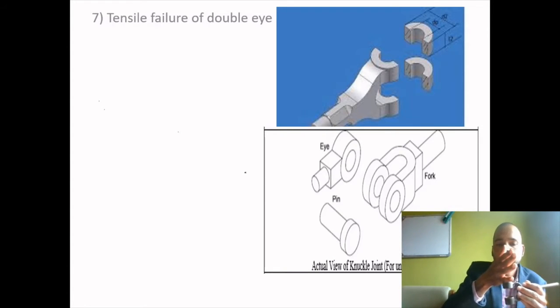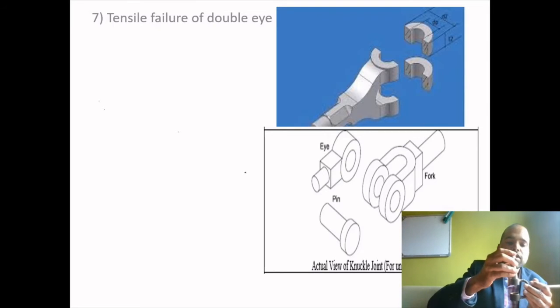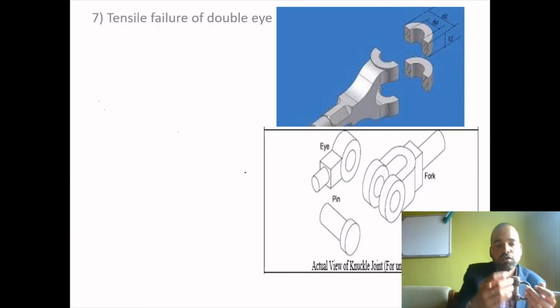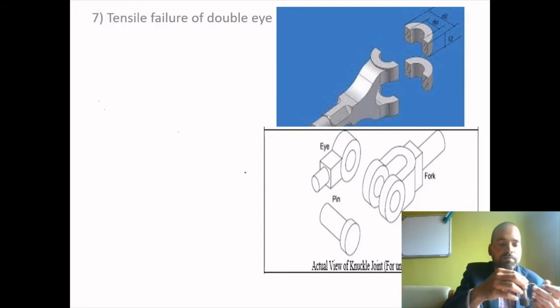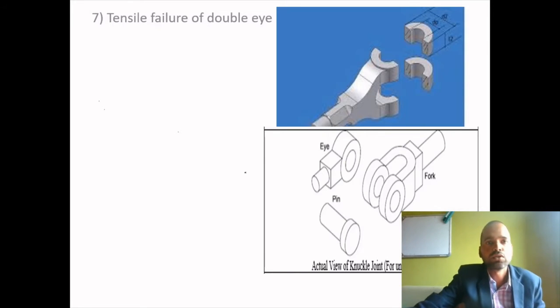This double eye will try to get tensile failure. It will break from the center due to tension. The second one is that when this pin is mounted like this, it will produce crushing on the pin or on the surface of the double eye, and when the crushing increases, the pin will try to come out of the double eye. So the first failure is tensile failure, right? Tensile failure means this portion will try to break into two parts, this and this. As the failure takes place at this portion and also this portion, we have to multiply the area by 2.